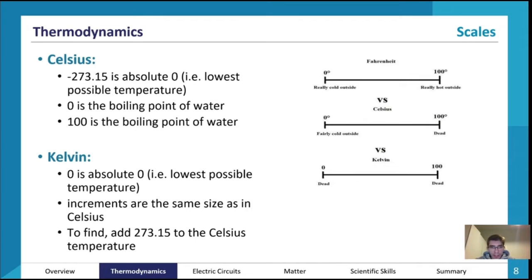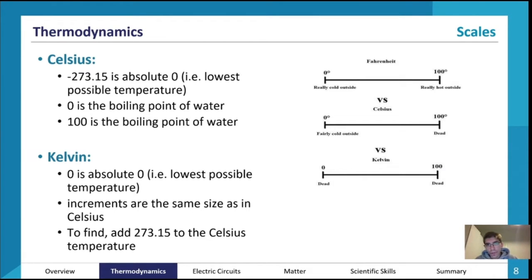I'm super excited to go through the electric circuits part, but let's start slowly with thermodynamics. So when it comes to thermodynamics, we need to talk about the difference between Celsius and Kelvin, right? The scales. Now, Celsius is essentially used in Europe, Australia, and actually most of the countries around the world.